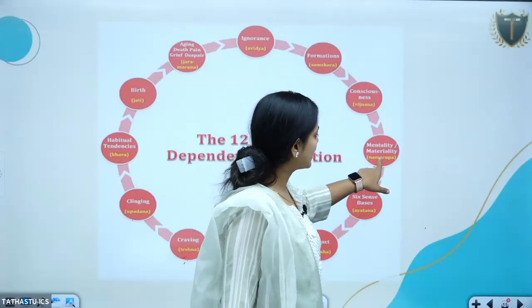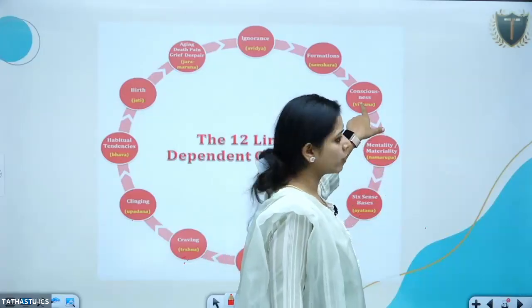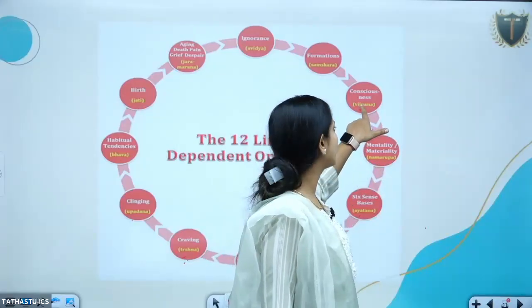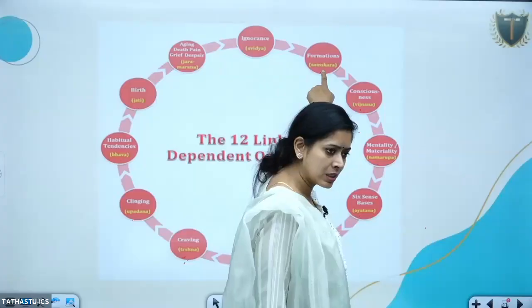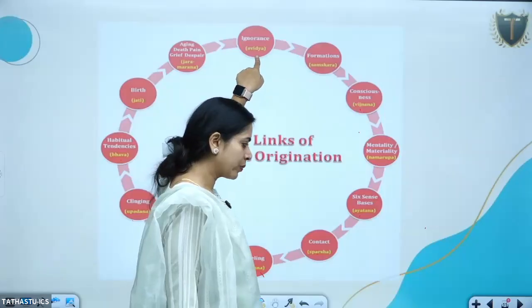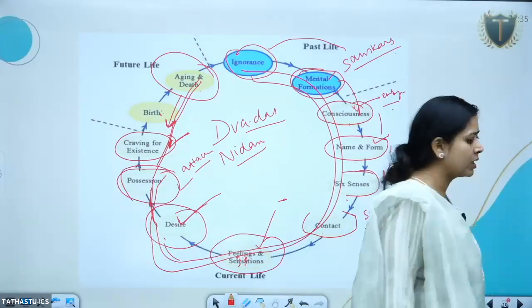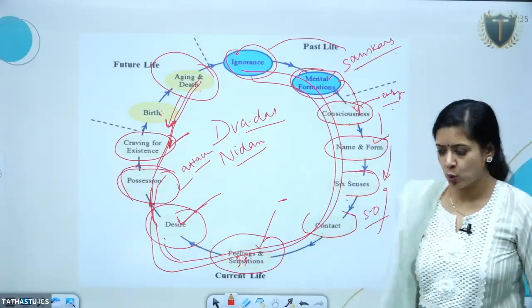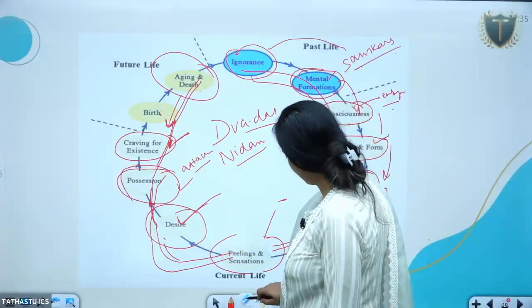Why were there six senses? Because there is namarupa. And why is there namarupa? Because there was initial consciousness known as Vigyan. And why was there Vigyan? Because there were sanskars. And why are there sanskars? Because there is avidya. This whole thing is actually a link between past, present, and future life. How past, present, and future life?